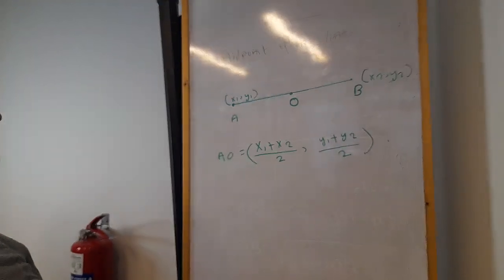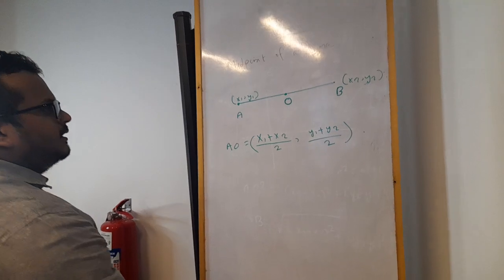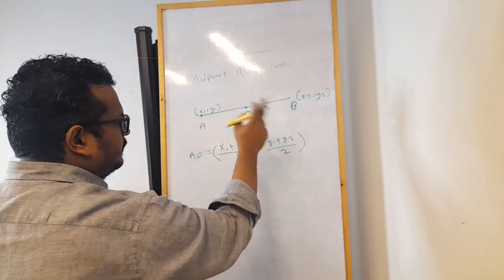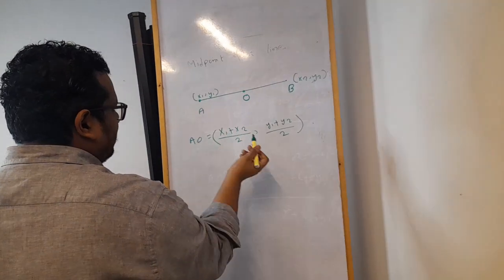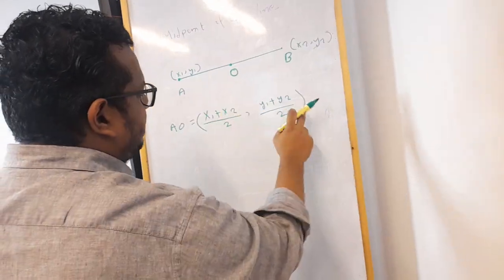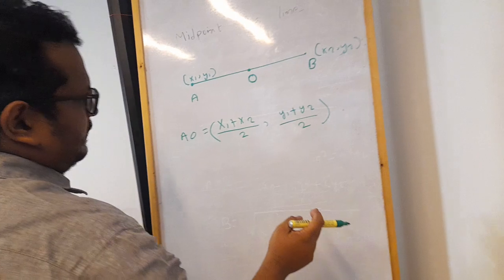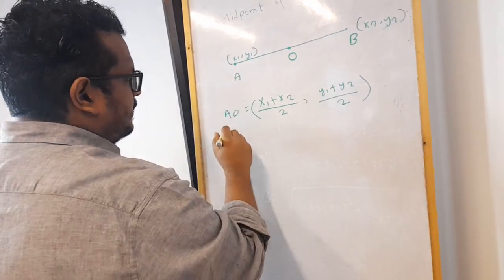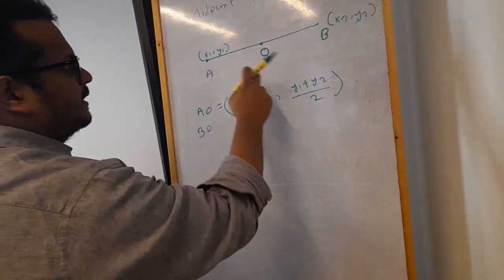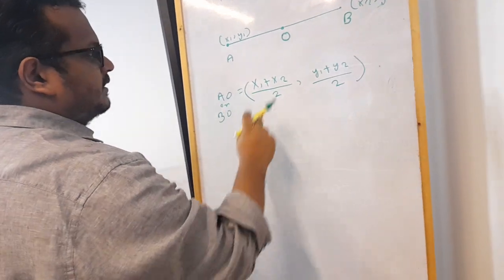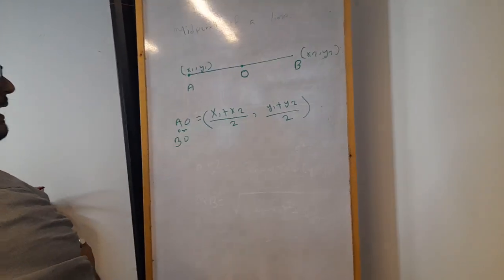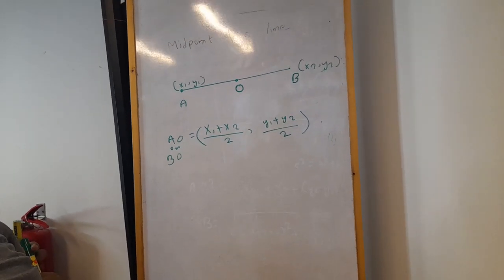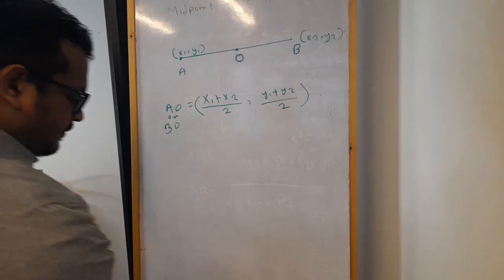So if you want to find the midpoint of a straight line, you have to add up the x coordinates of the two extreme points and divide that by 2, and add up the y coordinates of the points and divide by 2. So basically AO or BO would be half of the summation of the x coordinates and half of the summation of the y coordinates. This is the midpoint of any line.